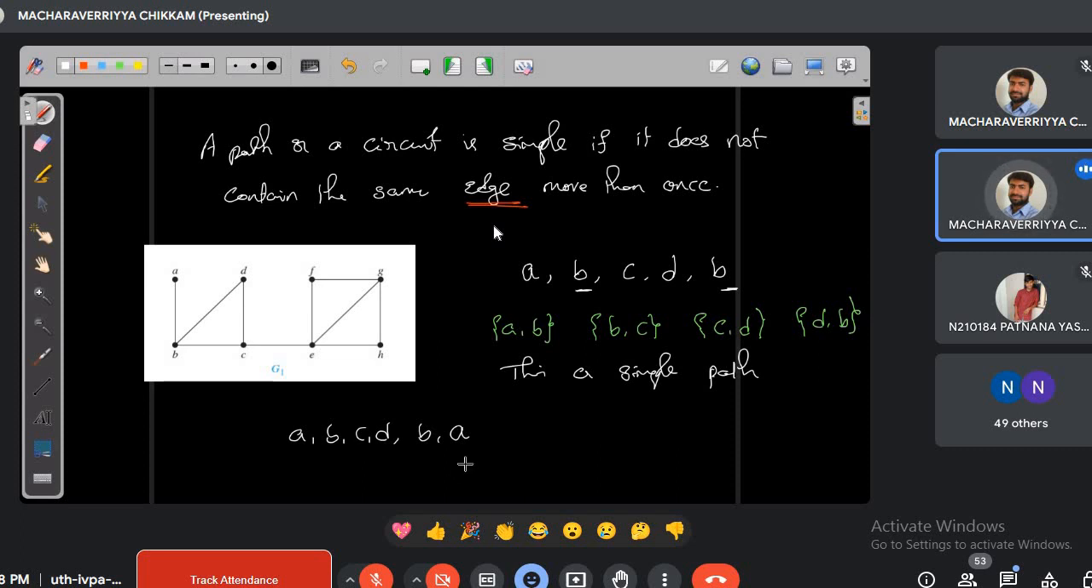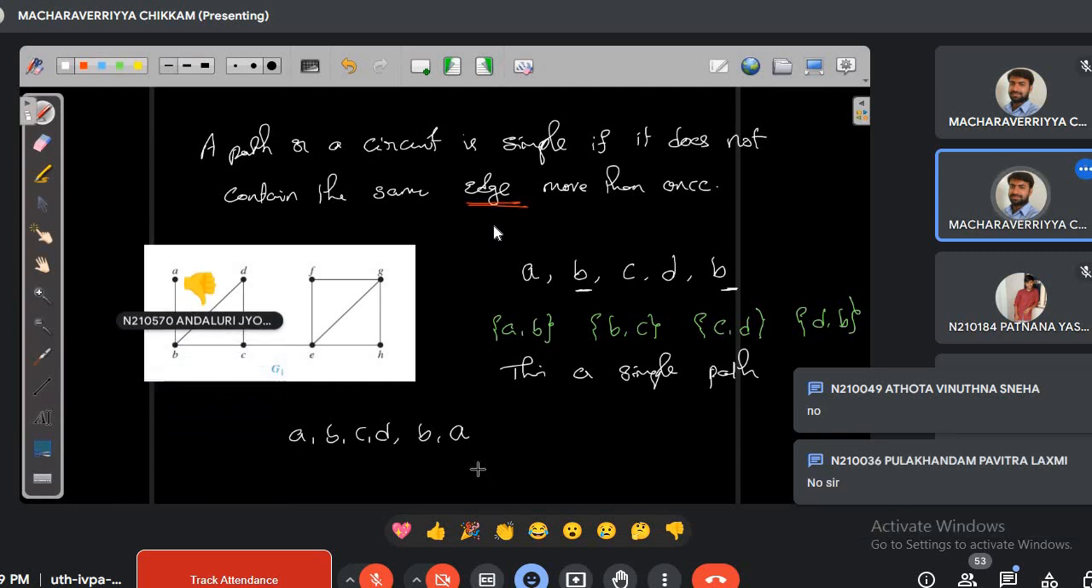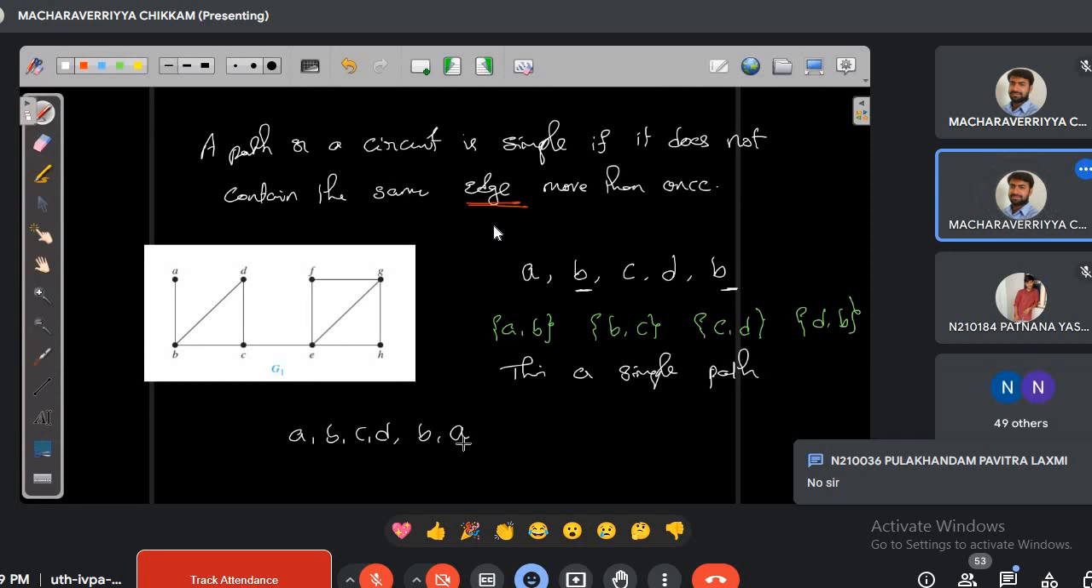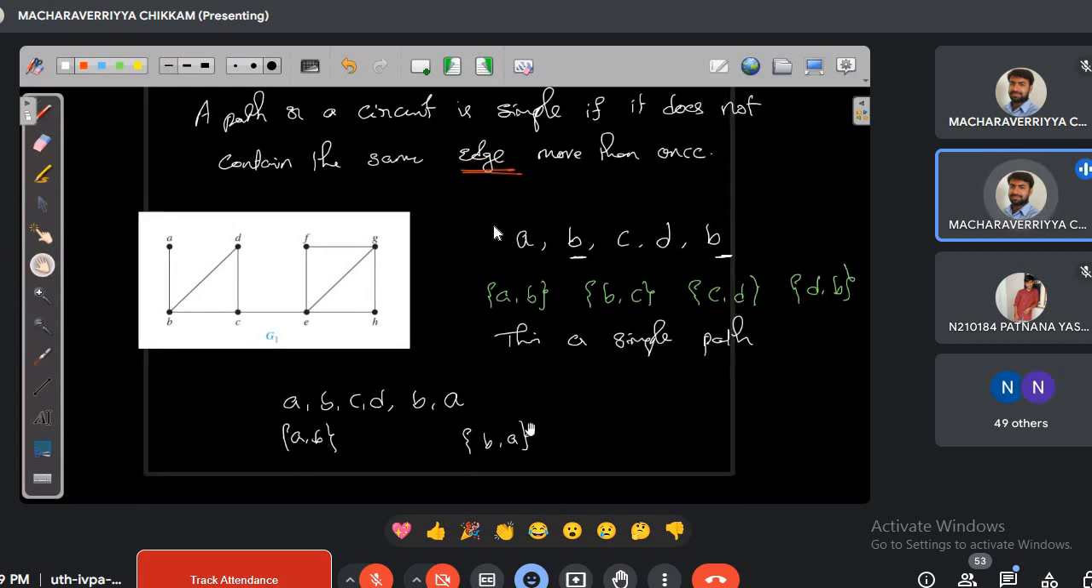So is this a simple circuit? No, this is not a simple circuit because of the edge AB, and the edge BA. This is not a directed edge. Therefore, we'll treat these two as the same. AB and BA we will treat as the same. So this edge got repeated. So this is not a simple circuit.